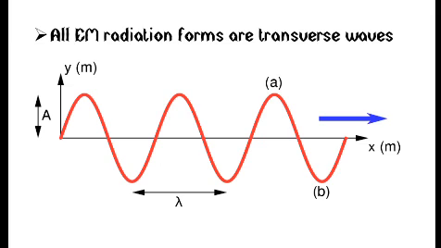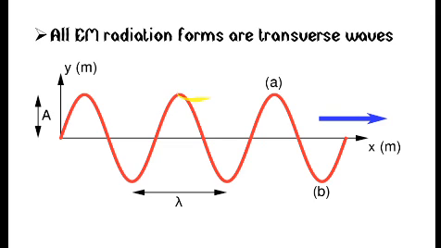All electromagnetic radiation forms are transverse waves. So when we talk about radio waves, microwaves, infrared, visible light, all those in the series are transverse waves. Now, what is a transverse wave? It turns out that a transverse wave is a wave whose direction of propagation is perpendicular to its points.